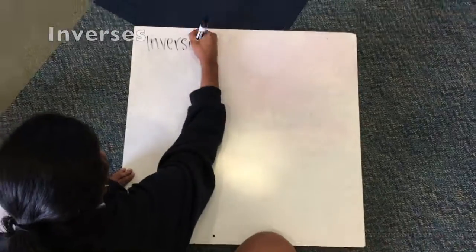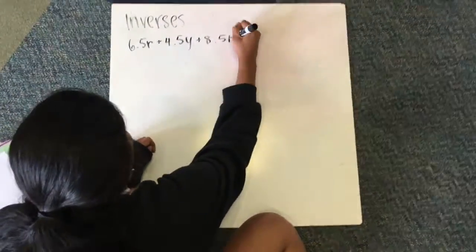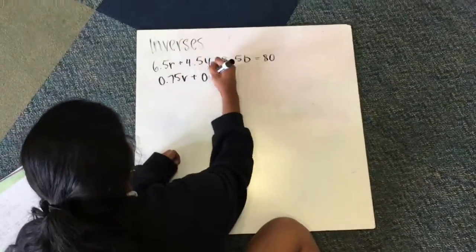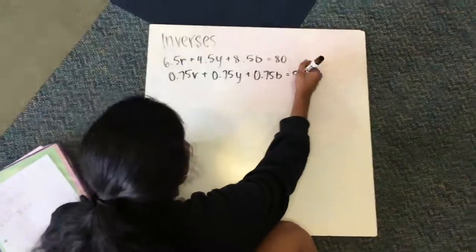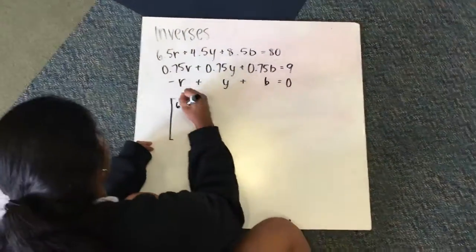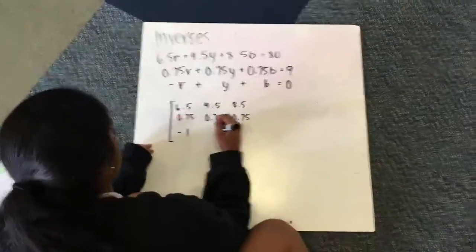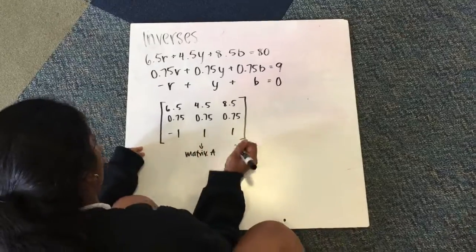First, we're going to solve the problem through inverses. In the first step, we're going to write down our system of equations. Using the system of equations, we're going to make two matrices. One where the coefficients of the variables, r, y, and b, will become matrix A, and a second where the numbers on the right side of the equation, 80, 9, and 0, will become the answer matrix.